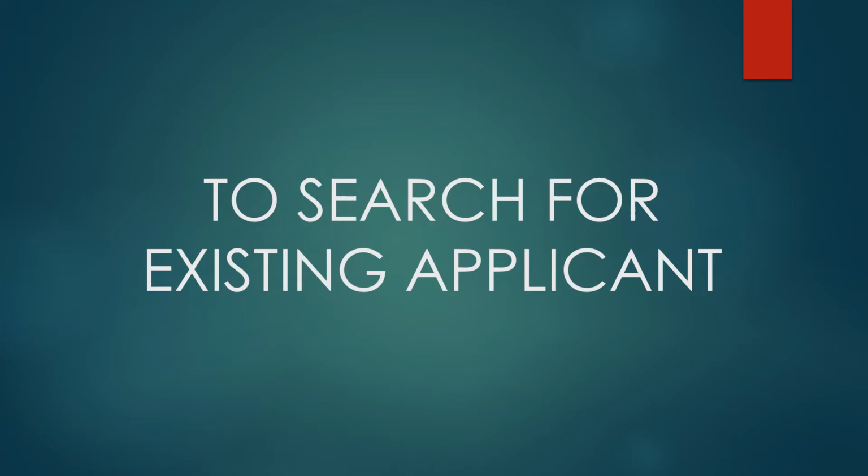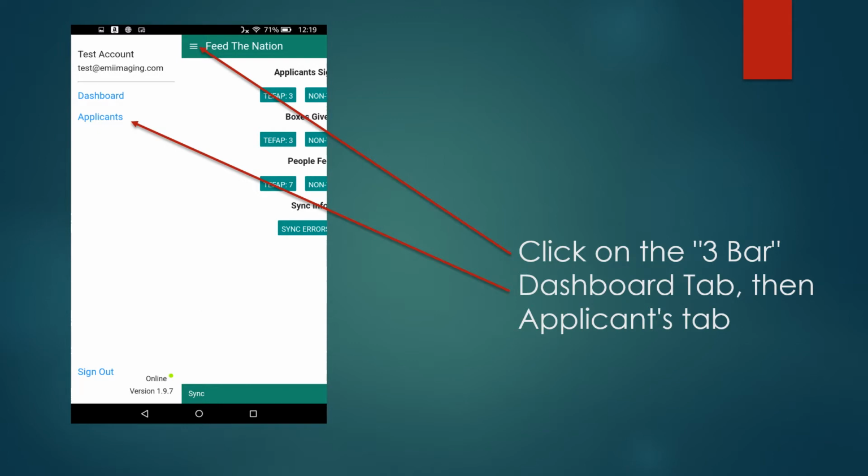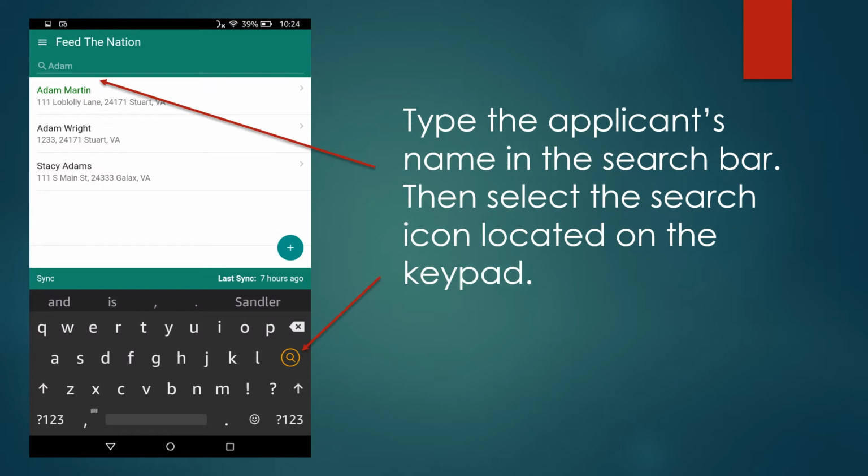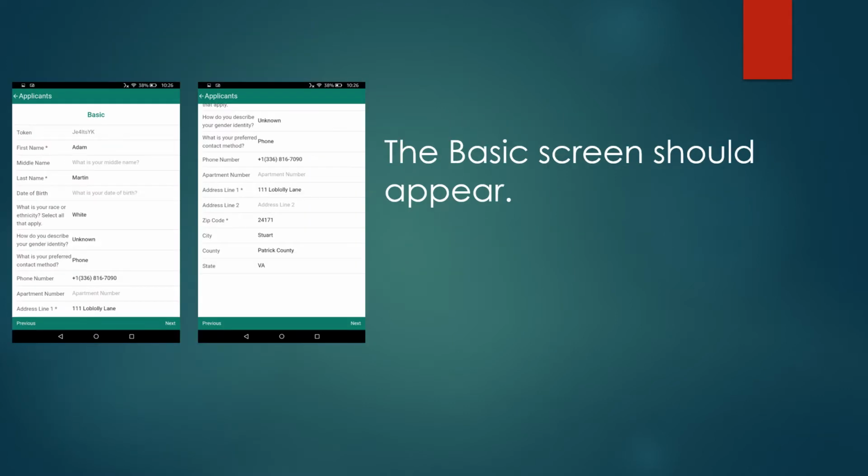To search for an existing applicant, sign in and go to the main screen. Click on the 3-bar dashboard tab, then the Applicants tab. After clicking the Applicants tab on the dashboard, select the search bar. To view the information, type in the applicant's first name in the search bar. Then select the search icon located on the right-hand side of the keypad. Once you search for an existing applicant, the basic information should appear. So just go through the information like you would for a new applicant and then sign them up either for their TFAP or non-TFAP box for the month.